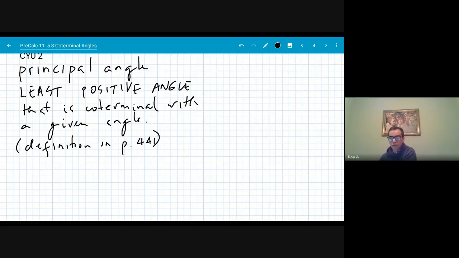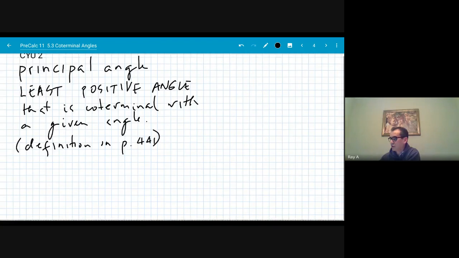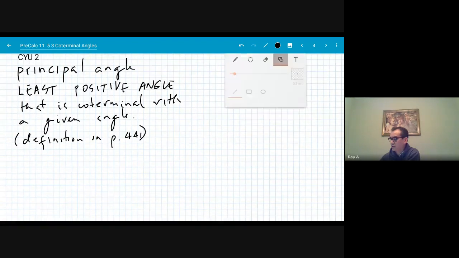So really, if you think about it, that principal angle would have to be less than 360. Now, if you're thinking, what? Well, if it is more than 360, it means that you just went around a full turn and then ended again with that same terminal arm. So the principal angle for 1203 degrees would be like this. Let's draw it again and see where this guy is.